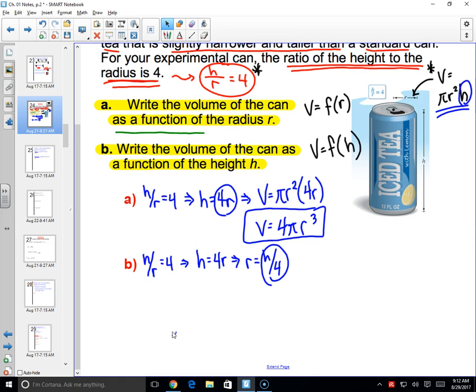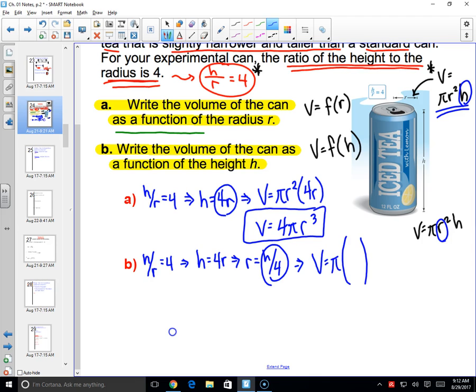Now, am I done once I got R by itself? No. But what am I going to do? I'm going to go to my volume. If you need, I'll go ahead and write it again. Go to my pi r squared H. I need the H to stay, and I need who to go? The R. So I'm going to plug in for R, which is why my next step would be V equals pi who squared? H over 4 squared. Plug it in, the R squared times H.